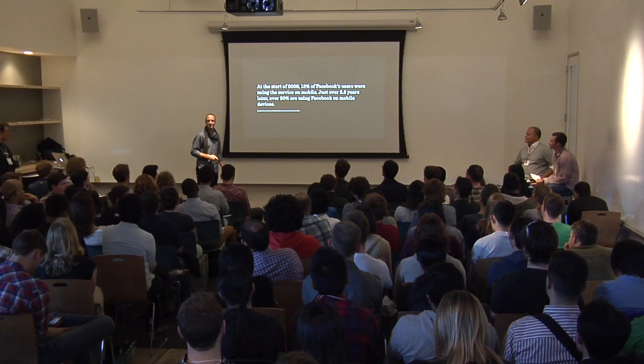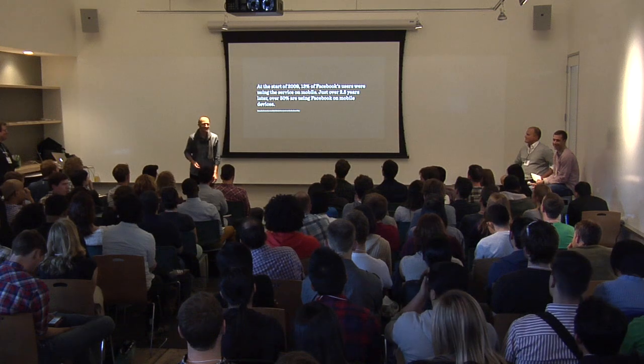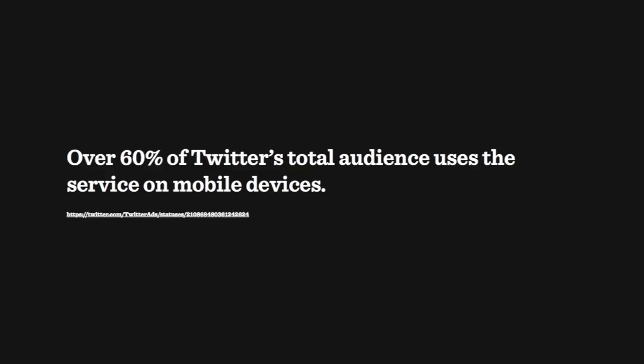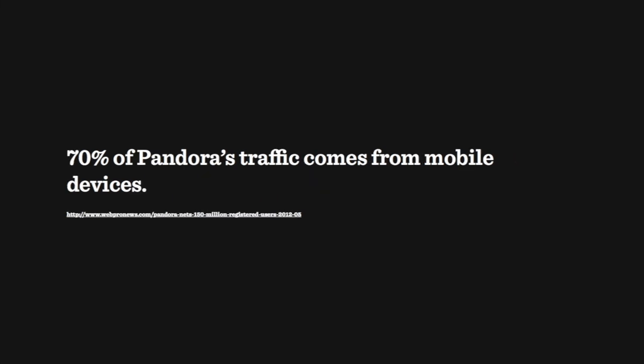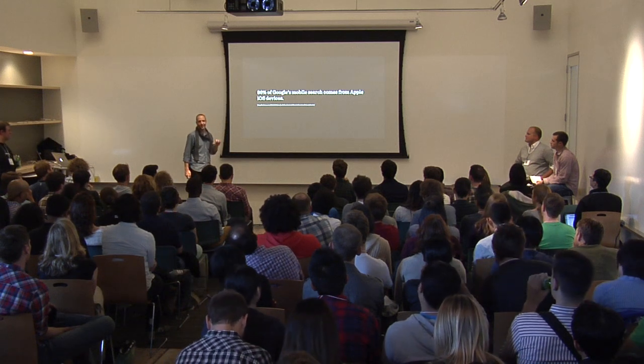At least, I don't know, I see a couple Facebook designers. Maybe you can tell me whether this is true or not, but if not, we'll talk to TechCrunch and we'll call them out on that. But anyways, the bigger point is that just a massive amount of people are using mobile to access this stuff. Over 60% of Twitter's traffic and their active user base hits Twitter on a mobile device. 70% of Pandora's traffic comes from mobile. This is an interesting one. 60% of Google's mobile search comes from Apple and from iOS devices. And if you need a translation, that means that iOS is making Google a lot of money.